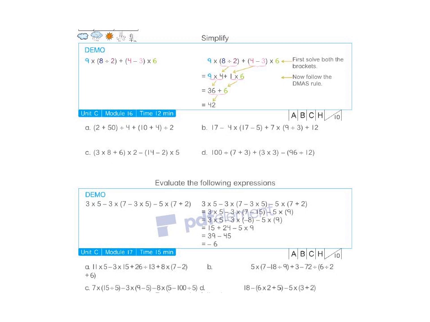And in module number 17 also same thing. You have brackets, division, multiplication, addition and subtraction. So you know what to do. Pause the video, do it yourself. I'm showing you the answer. And please note that if you have any doubt in any of these problems, please ask me. I'm here to help you.